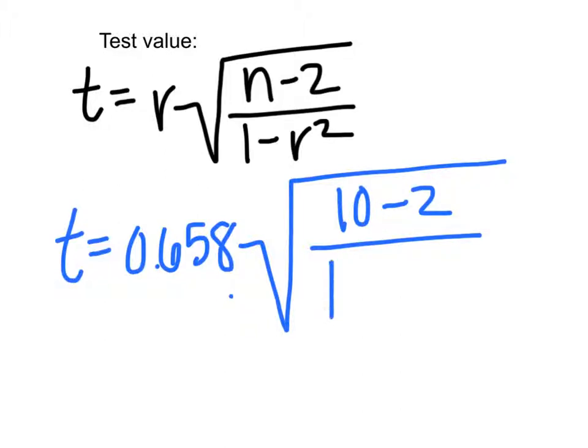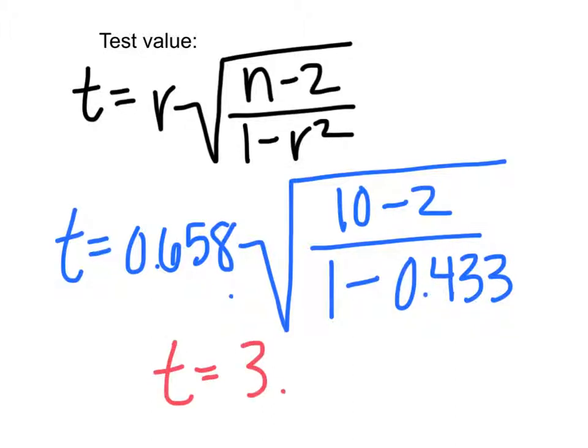Then we'll go 1 minus 0.433. You will then go to your home screen on your calculator where you can plug this in. You will come up with the value of 3.756. Remember to round to 3 decimal places.